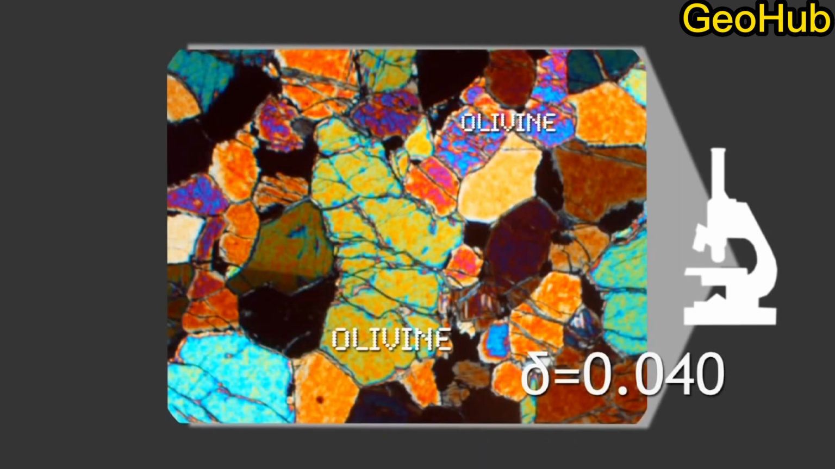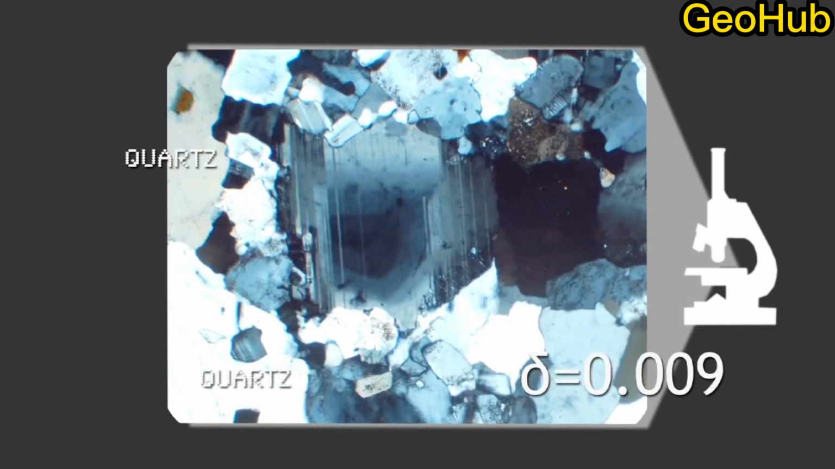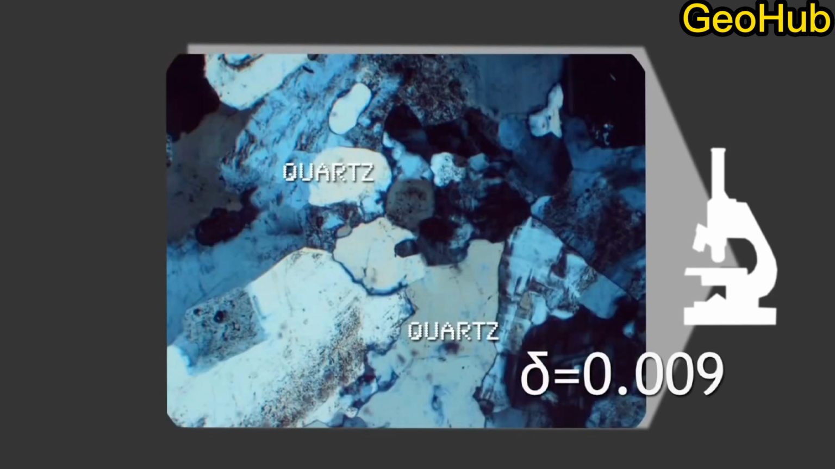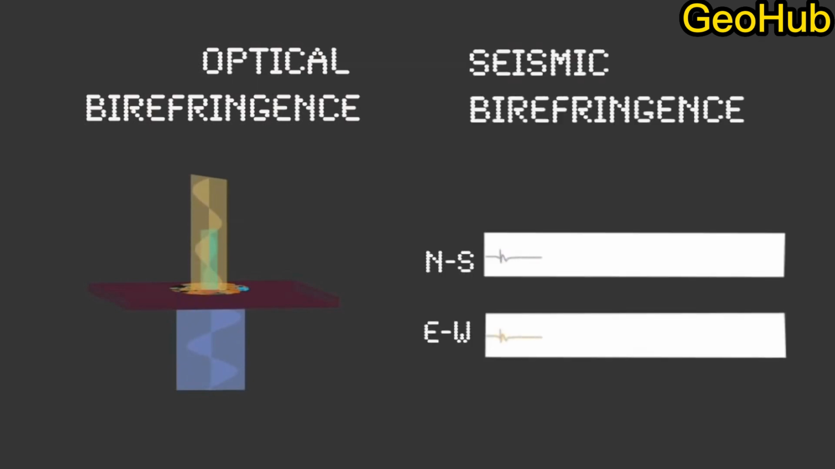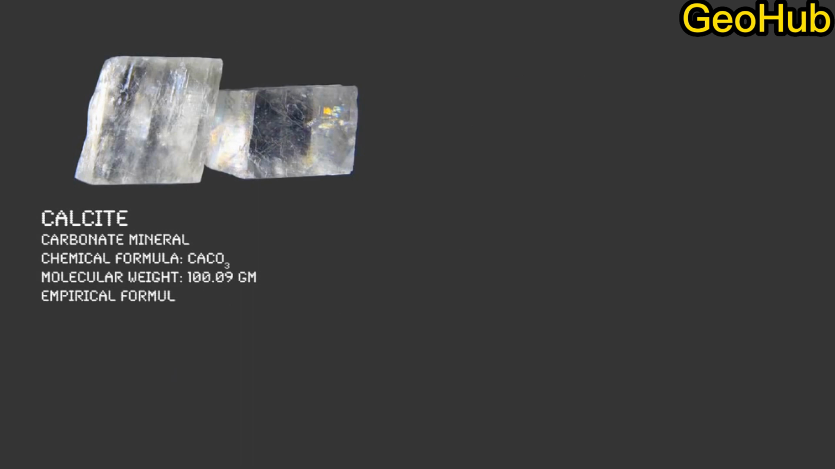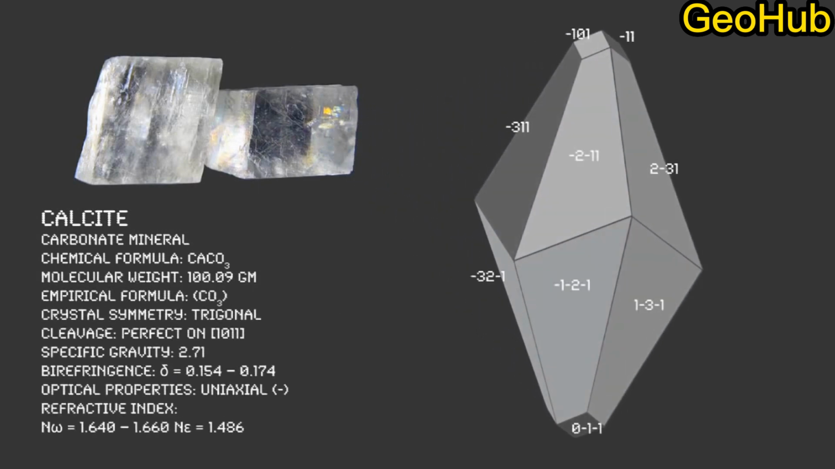The mineral olivine has high birefringence, so its mineral grains display brilliant colors, while quartz produces first-order grays because it has low birefringence. Optical birefringence refers to the splitting of light waves, and as we will explore further on, seismic birefringence refers to the splitting of seismic waves. To help you visualize this phenomenon, let's do a simple experiment with the mineral calcite.